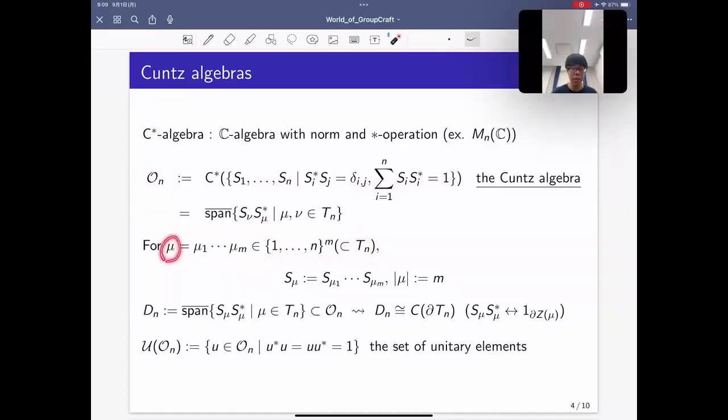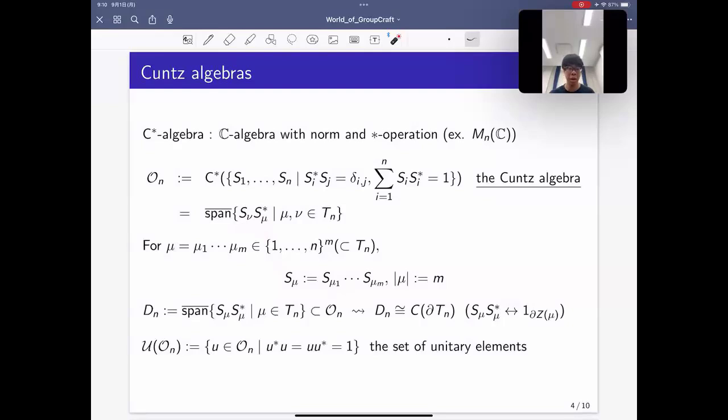So for a vertex mu of the tree, S mu denotes the product S mu1, S mu2, and so on up to S mu n, where each mu i is from 1 to n. This is a product of generators, and this denotes the length of mu. All right, and it is not hard to see that the Cuntz algebra is spanned by elements of this form.